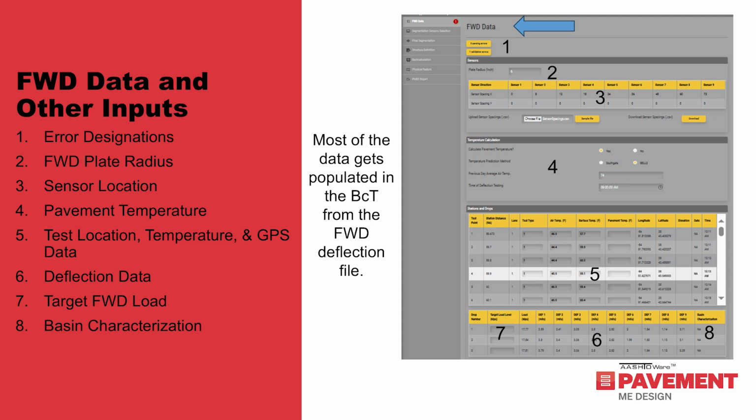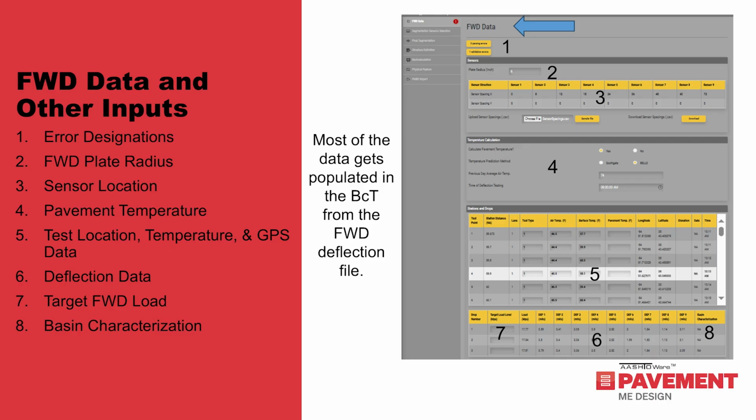Most of the data gets populated in the BcT from the FWD deflection data file. The user should always check and make sure the data has been populated. The FWD data and other inputs include the error designations. Any errors in the file will be displayed in this location. All errors must be resolved before the BcT can continue.